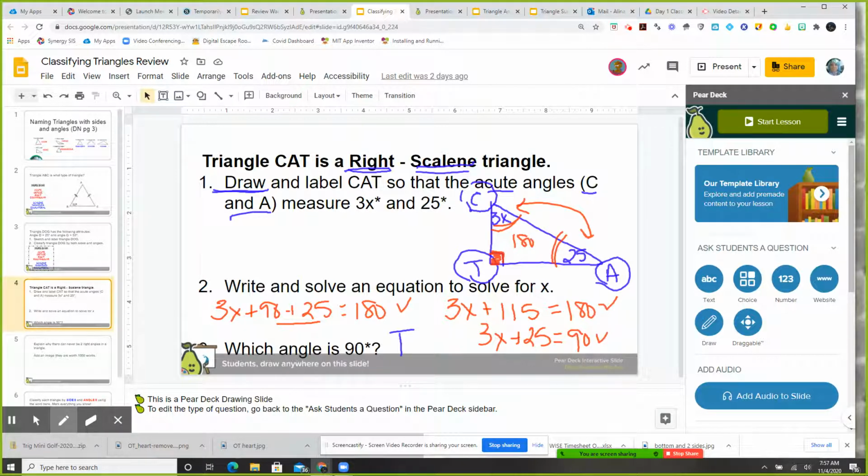I got a very strange answer. But I guess it's right. What'd you get for an answer? What's x equal?